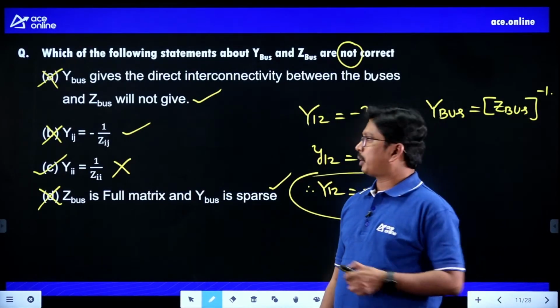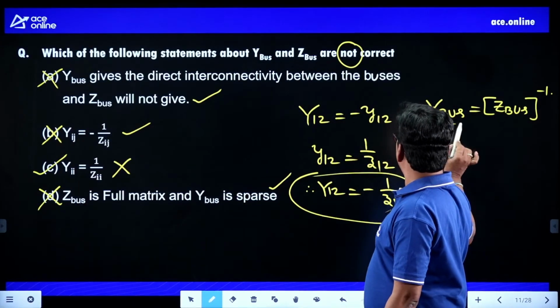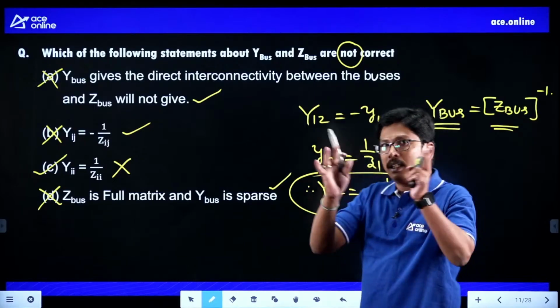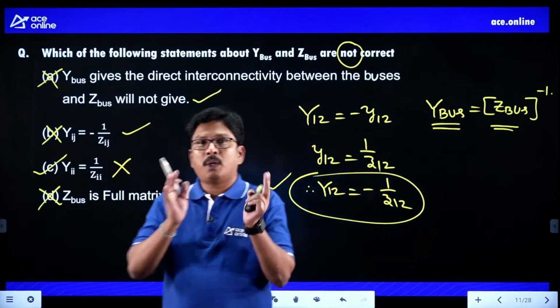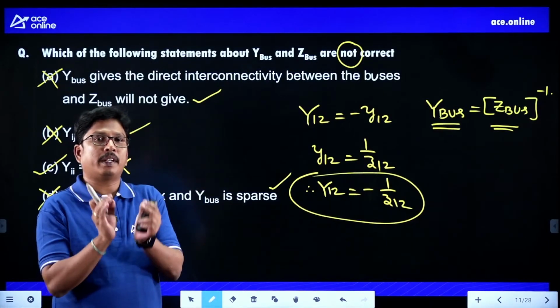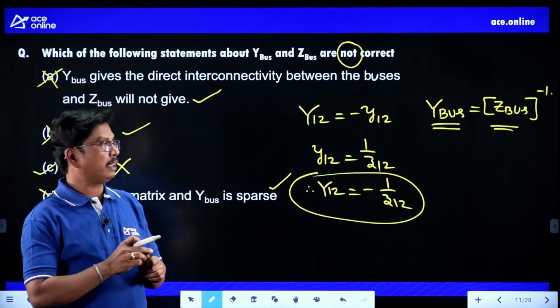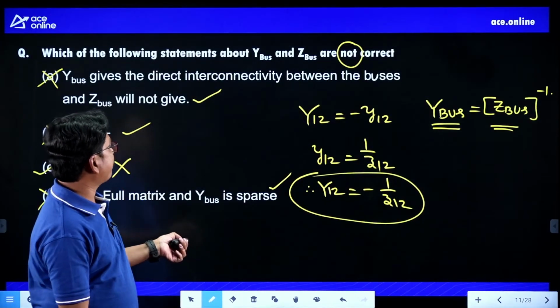So I am changing to the next question here. Please check it. Here, Y bus is the inverse of Z bus overall. If you want to calculate Y bus, it is the overall Z bus inverse only. Perfect. Don't try to go for individual element inverse. Clear, right? So next one.